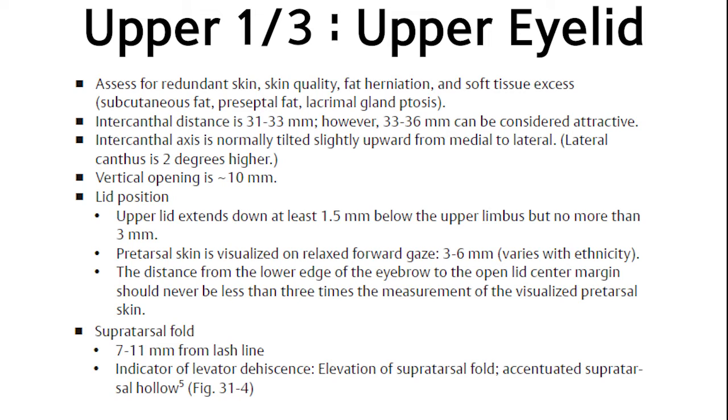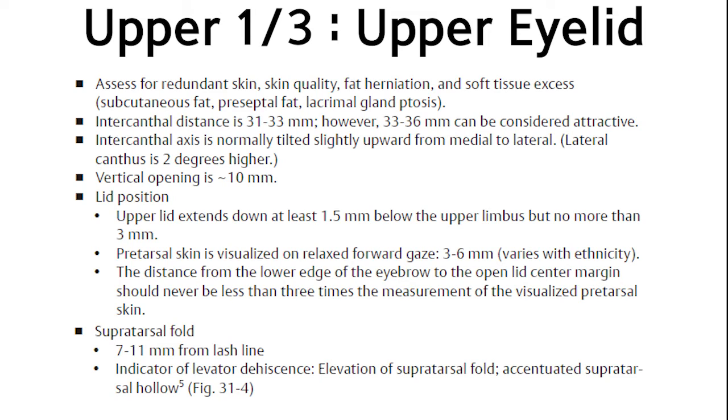Intercanthal axis is normally tilted slightly upward from the medial to lateral. Lateral canthus is 2 degrees higher. Vertical opening is around 10 mm. Regarding the lid position, upper lid extends down at least 1.5 mm below the upper limbus, but no more than 3 mm.